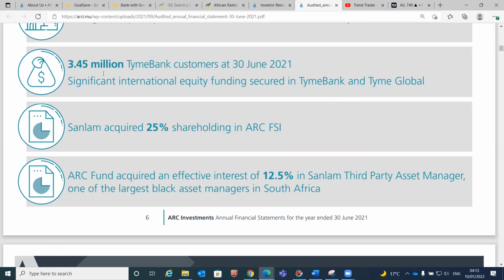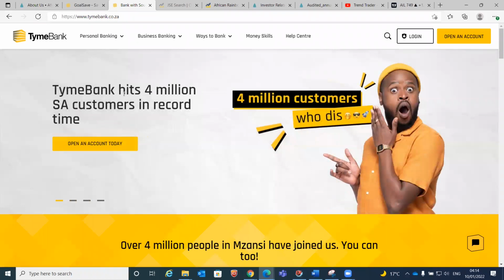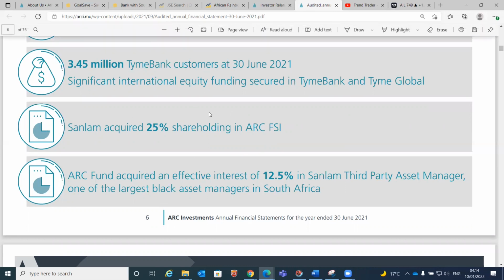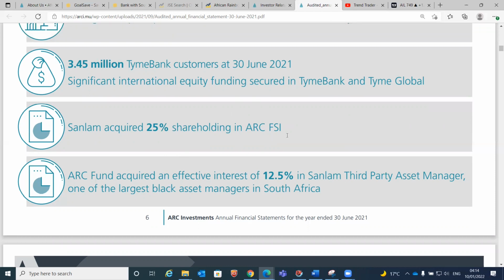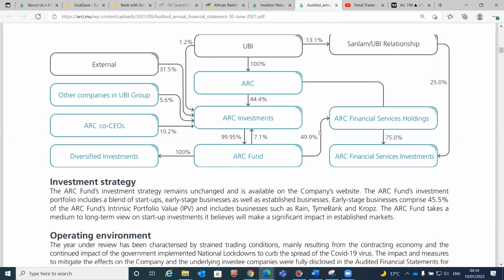So now we are in January 2022. I'm sure they have more than 4 million customers now already, which is good. As we saw on their website, they said that they hit 4 million customers in record time, which is good for investors. And then they also did some other kinds of transactions, like Sanlam acquired 25% of ARC Fund Financial Services Investment. So that's a bit of information there.